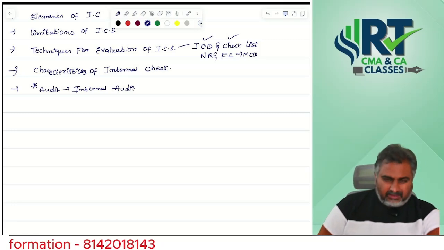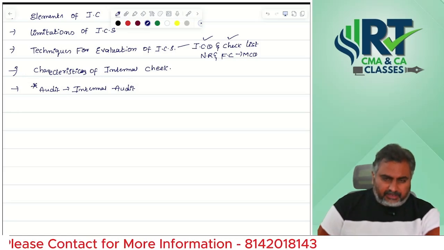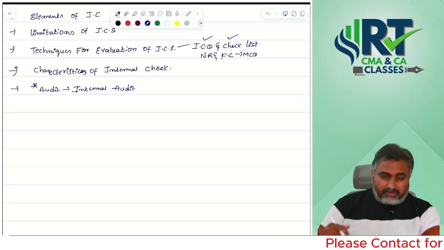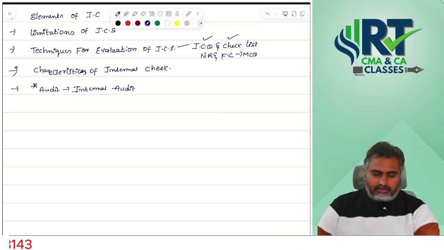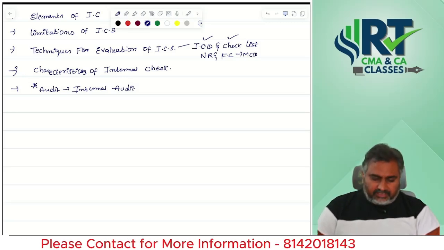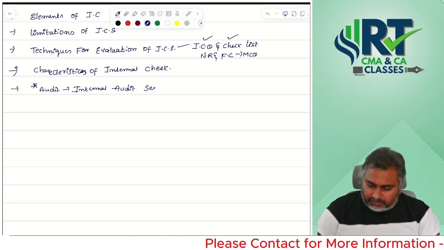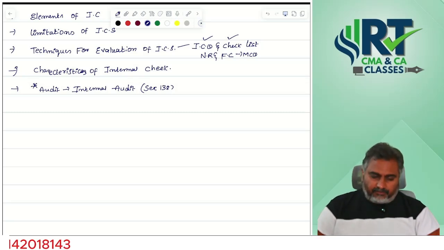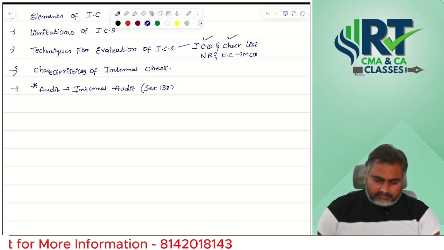It means: what is the meaning of internal audit and what is the applicability of internal audit? Who can be appointed as an internal auditor and what is the objective and scope of internal audit? These are all areas we are supposed to cover. And remember, we follow all these things from the point of view of section 138 of the Companies Act.